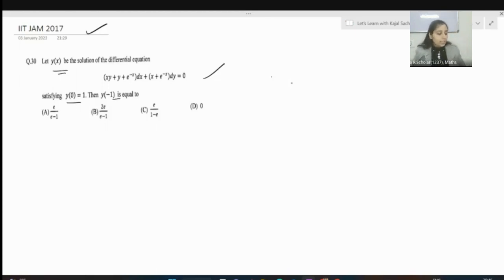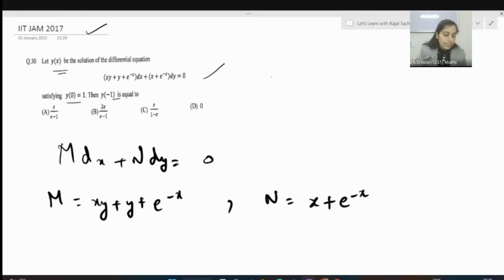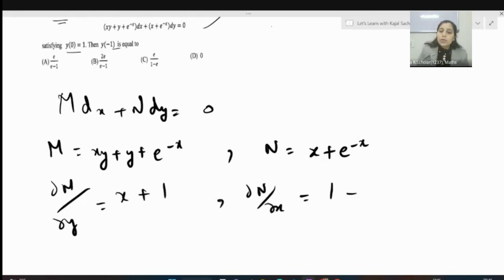In this case, we can see that the given equation is of the form M dx plus N dy equal to 0, where M is equal to xy plus y plus e raised to power minus x, and N is equal to x plus e raised to power minus x. From here, we can check, is this equation exact or not? Partial M upon partial y is equal to x plus 1, and partial N upon partial x is equal to 1 minus e raised to power minus x. So this is not equal. So the given equation is not exact.